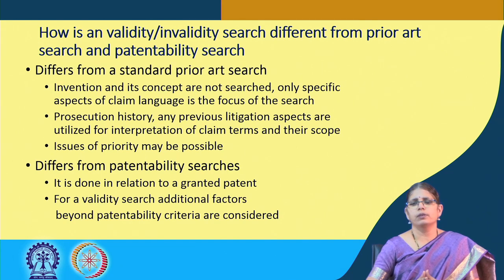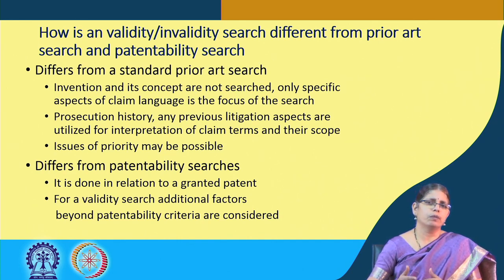Now, in a standard prior art search, you are looking at the invention as a whole, where you are assessing the invention for patentability in terms of novelty, non-obviousness and utility. But in the case of an invalidity search, you are taking into consideration only certain claims of the invention, so the entire invention is not involved. Not only that, you are also looking at the interpretation of certain claim terms and the scope of that in relation to the prior art. So, it is a much more specific type of search which you would do in relation to the invalidity or the validity search.